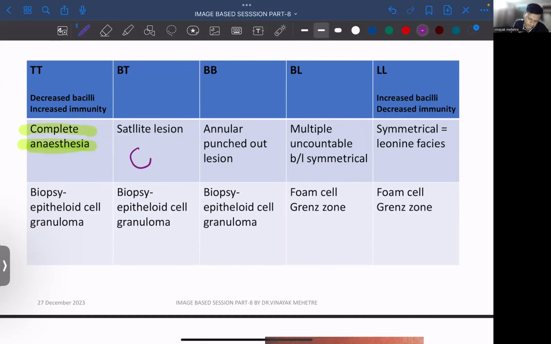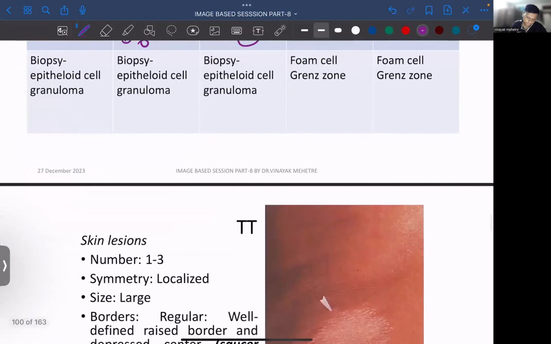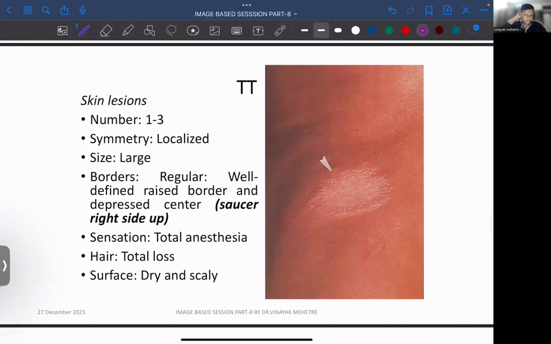Remember, a large lesion surrounded by satellite lesions. An annular punched out lesion, a single lesion. BL will not be asked, still I will show you the image. First is TT, tuberculoid.